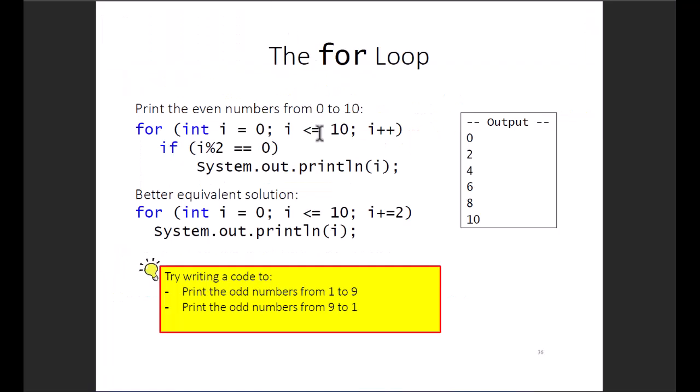Alright, back to the slides. These are the two codes that I just did. Now try writing a code to print the odd numbers from 1 to 9. This should be easy for you, and try to do it from 9 to 1. This is an excellent exercise so that you can try it out yourself. So try to do it yourself. Let me do 9 to 1 for you using NetBeans, but try to do it. Do not watch the video now. Try to pause the video, try to do it yourself, and then come back to the video.